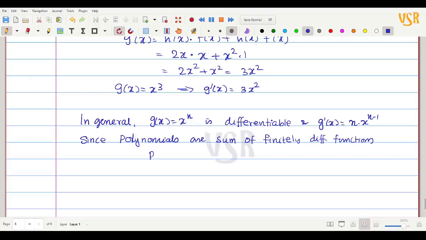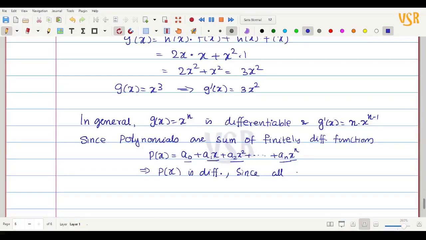p of x is equal to a naught plus a1 x plus a2 x square plus dot dot plus an x to the power n. A constant function is differentiable, x is differentiable, and so a1 x is differentiable. Constant times differentiable is also differentiable. x square is differentiable, so a2 x square is differentiable. These are all differentiable functions, which implies that p of x is differentiable, since all x to the power n and constant times x to the power n are differentiable. Okay, I will stop here. If you have any other doubts, you may ask now.